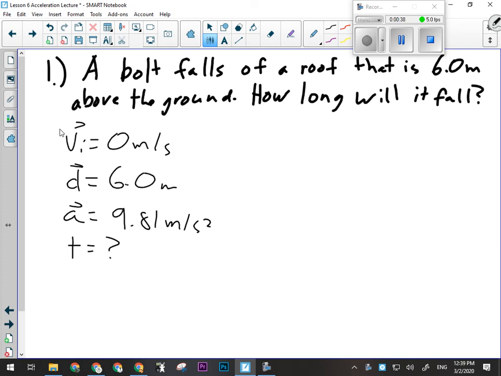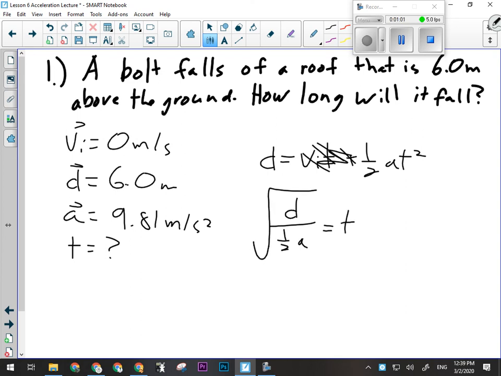Okay. So the formula I'm going to need to use is this one. You know, that one I told you you'd never have to use to find time, unless VI is 0, which it is. Okay. Since VI is 0, I can just get rid of this whole thing and say d is 1/2 AT squared. Right? I'm going to isolate t by going d over half of a square rooted. Okay, that'll give me t.